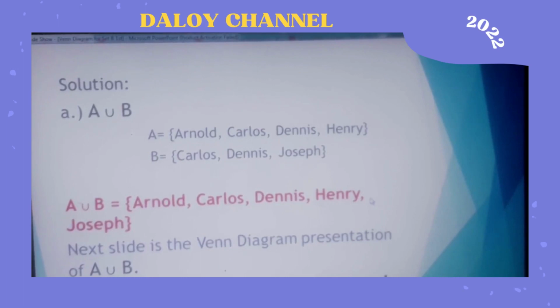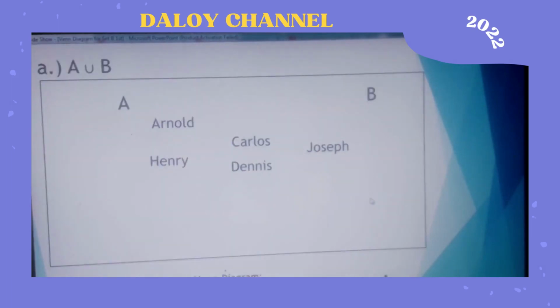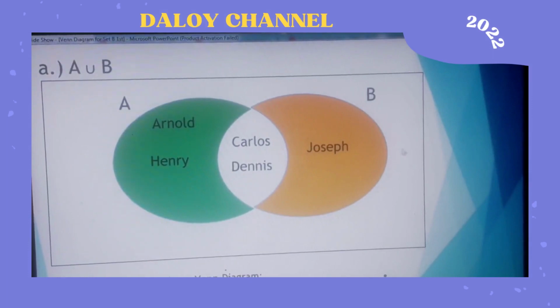So in the next slide is the Venn diagram presentation of the union of two sets for you to understand more deeply the relationship between A and B. So we represent two intersecting circles for set A and set B. Since Carlos is common as well as Dennis, they should be put in the common area between the two intersecting circles. While Arnold and Henry will be the remaining elements in A only, and Joseph the remaining element in B only.